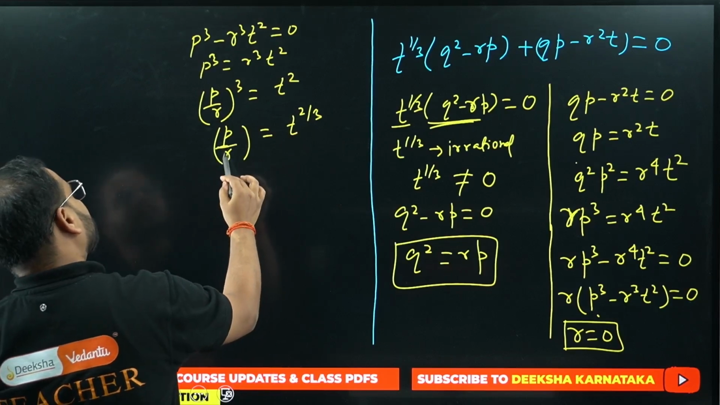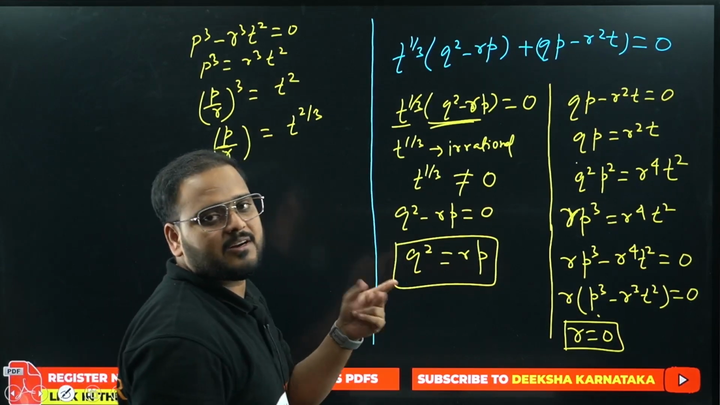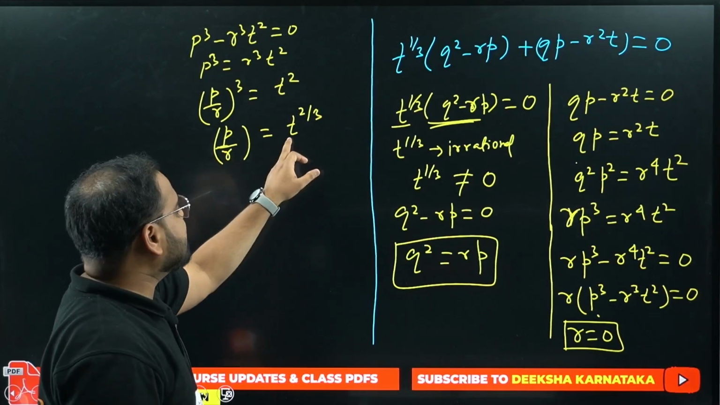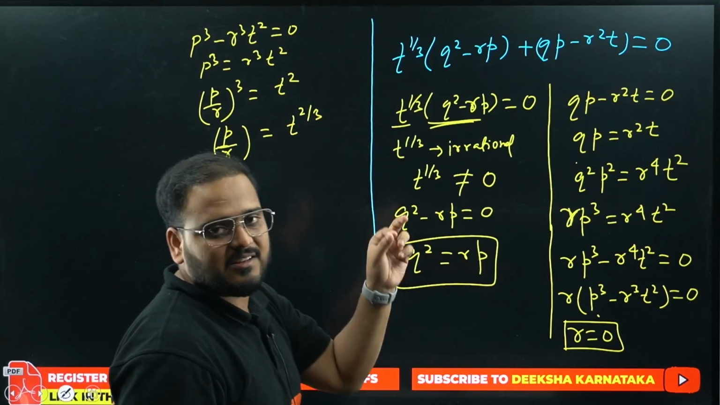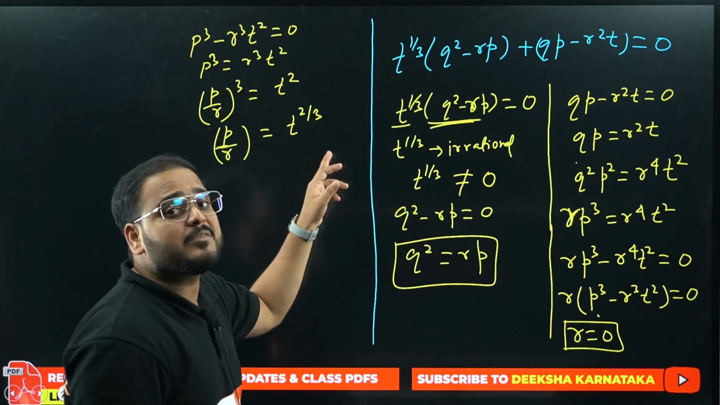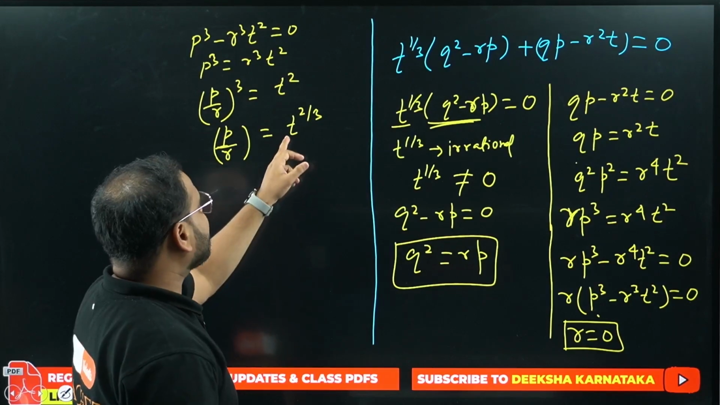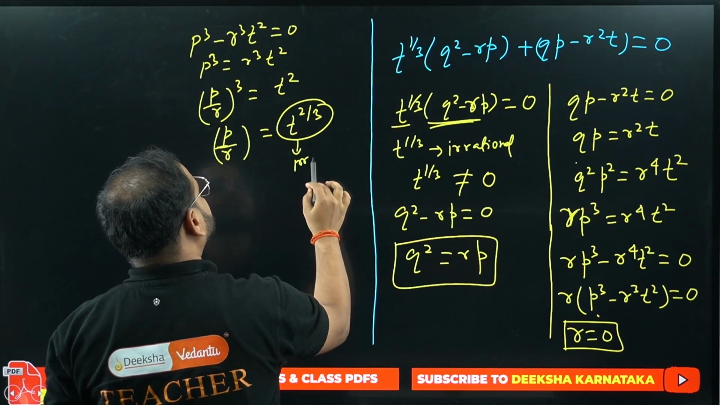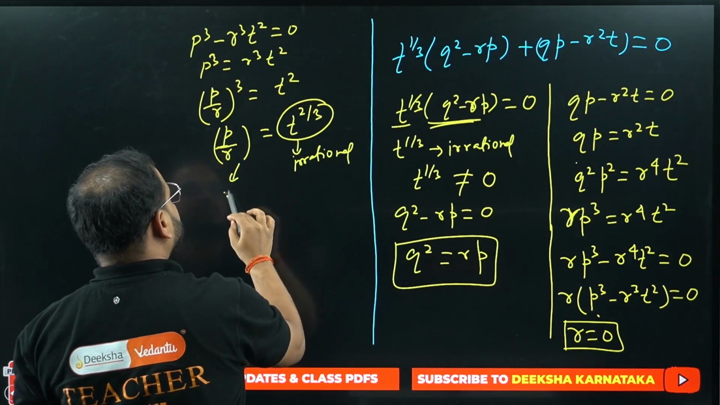p is rational, r is rational, so the ratio will also be rational. Two rational numbers divided is rational. So p by r is rational. Whereas t power 2 by 3, t is a rational number, but a cube root is there. 1 by 3 means cube root. We said that t is not a perfect cube. So in that case, this is irrational, and this is rational.